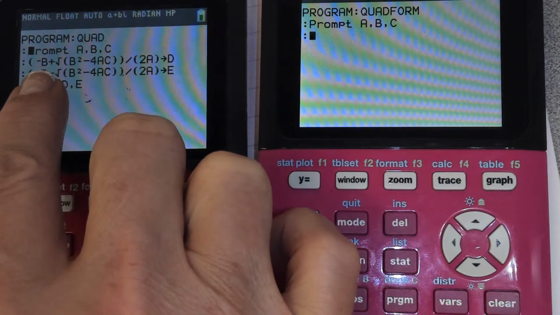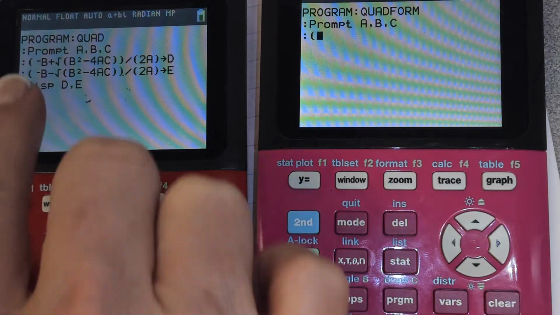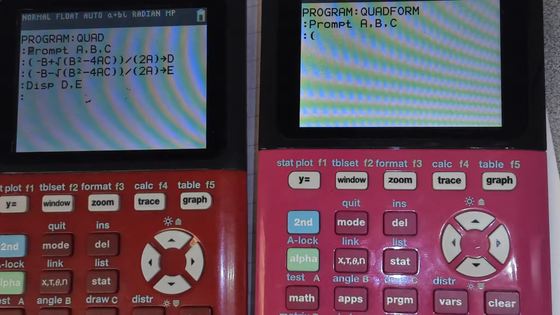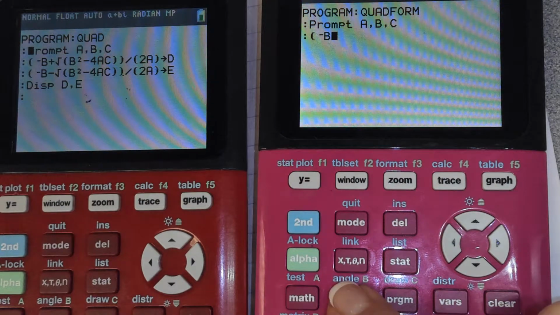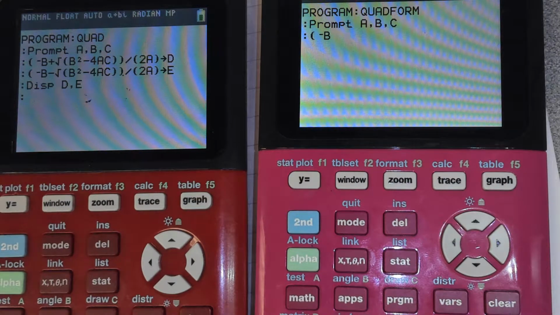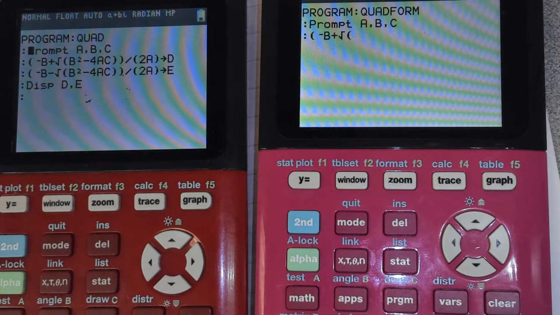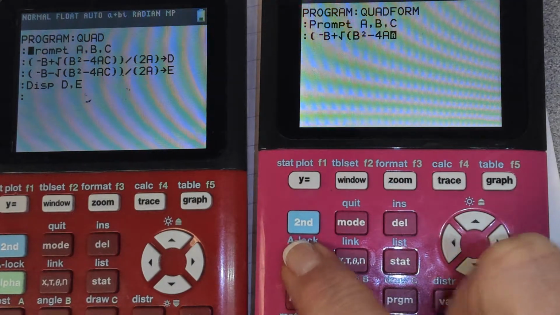Now we have to tell the calculator how to compute the quadratic formula. So this is the way I have to type it in. So I have to put in my beginning parenthesis. Is this a subtraction symbol or a negative symbol? Negative. Make sure you use negative. I have to go to alpha, B, plus the square root of alpha, B squared minus 4, alpha A, alpha C.